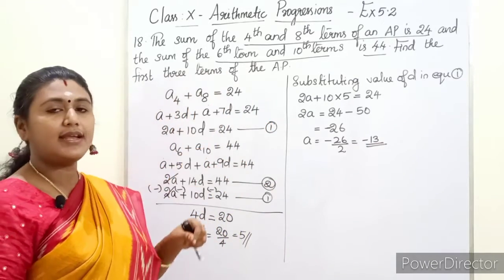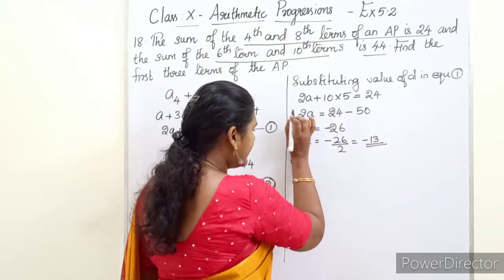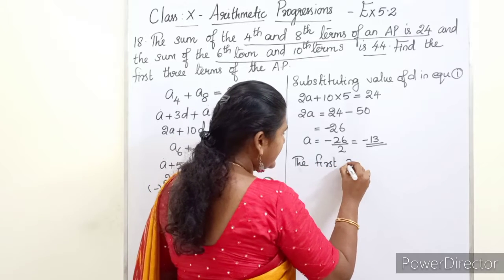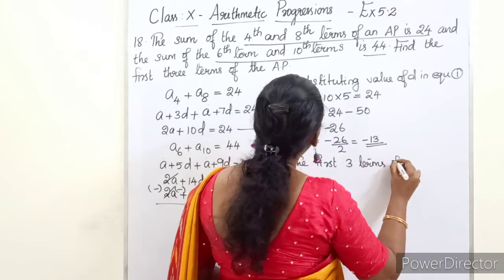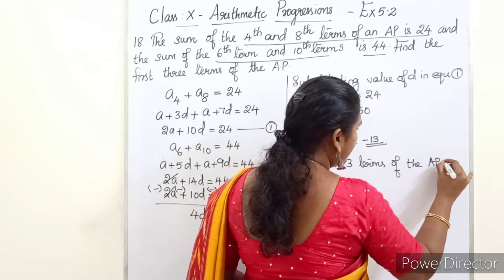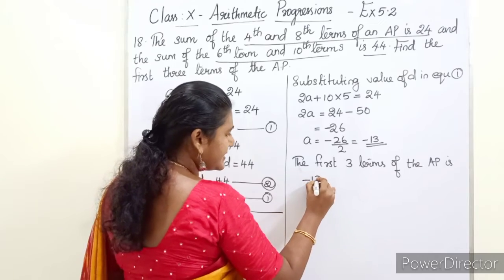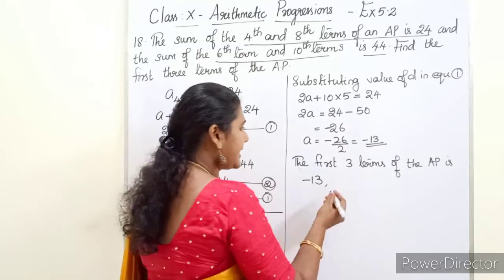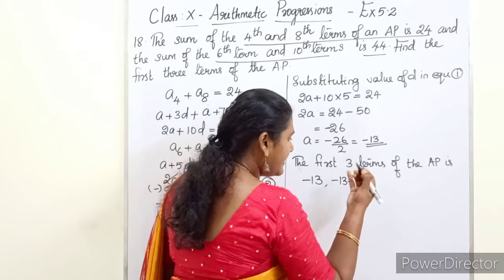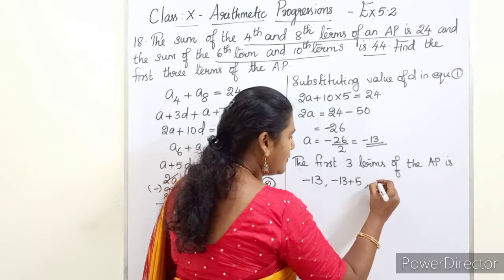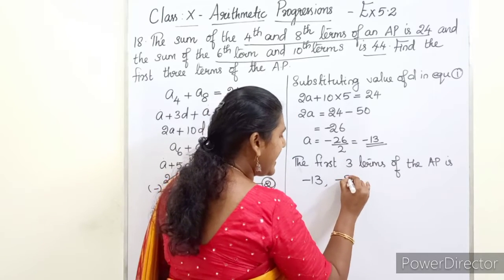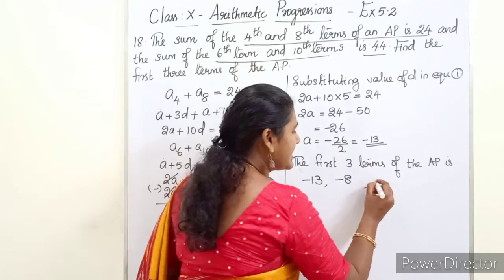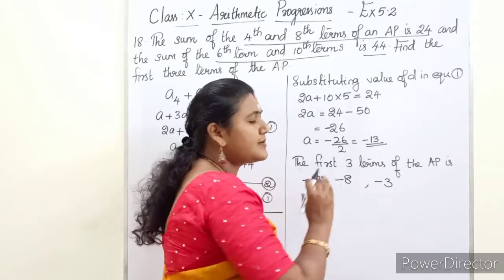Now we can write the three terms of the AP. So first three terms of the AP is, we can write first term is minus 13 and the second term will be minus 13 plus 5. Okay, that will be the second term, minus 13 plus 5, and the third term will be this answer plus 5. So we can simplify and write, that is minus 8. Minus 13 plus 5 is minus 8. Again minus 8 plus 5, that is minus 3. So these are the first three terms of the AP.